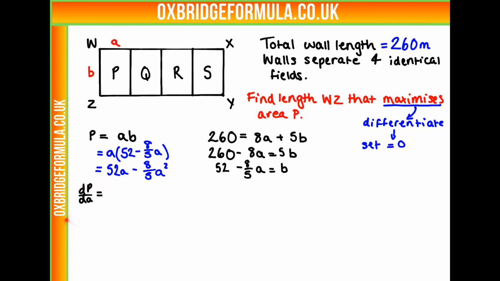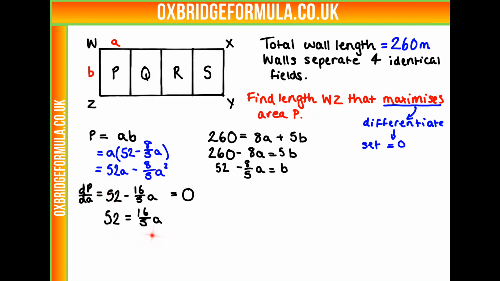So take a second, see if you can work out our differentiated P. The answer to that is going to be 52 minus 16 over 5A. We're just taking our indices, timesing it by our coefficient, and then decreasing the power by 1. So that's our answer there. And we need to set it to 0. So we can work through this and solve it.